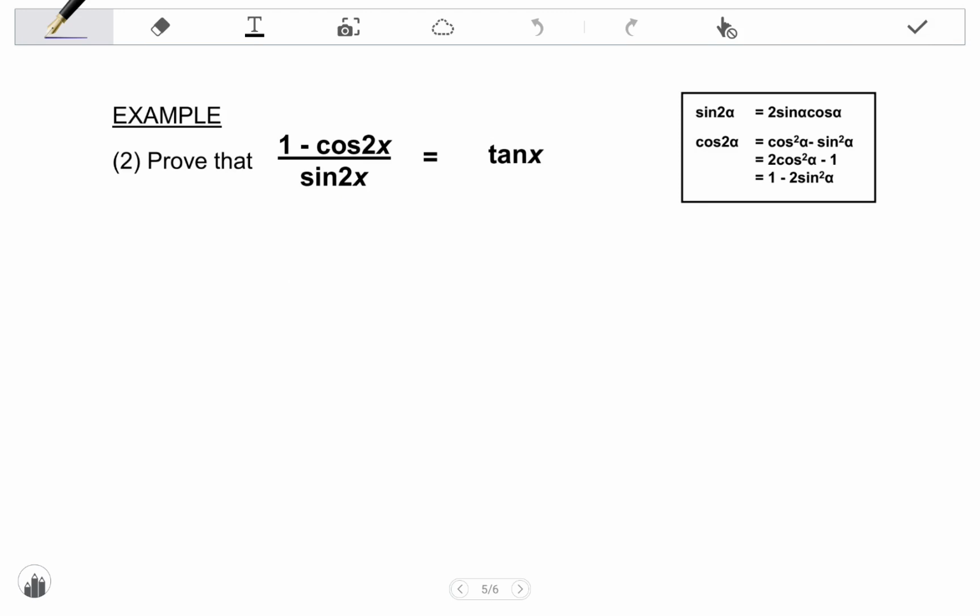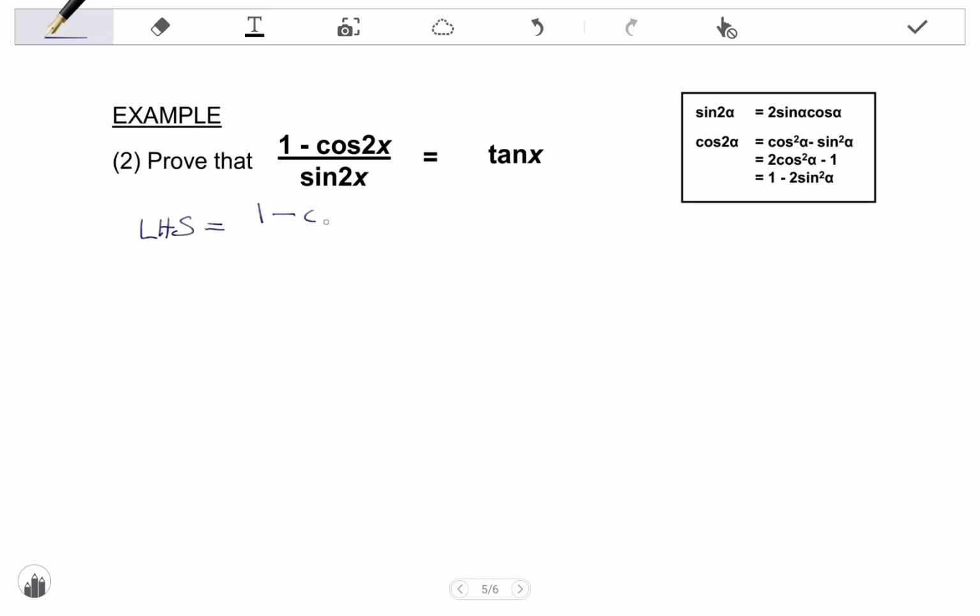If we look at the second identity, it says prove that 1 minus cos 2x over sine 2x equals tan x. Now, if we look at the left-hand side, the angles are the same. I've got 2x and cos 2x and sine 2x. So I might be tempted to think, oh, okay, the angles are the same, I don't have to expand. But if I look at the right-hand side, I notice that I don't have that 2x angle. I have x. And that indicates to me that I must expand those double angles. So I'm going to work again with the left-hand side.